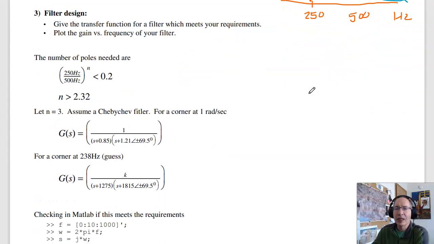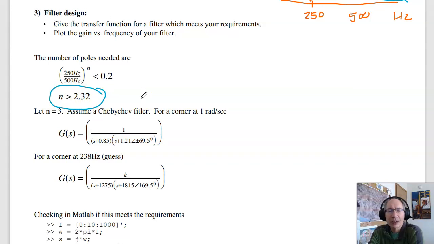Problem 3. Given those requirements, give me a filter that meets them. First, I have to figure out how many poles I need. If I have a single pole, the gain drops by a half as frequency goes up by 2. 2 poles drops by half squared, 3 poles half cubed, and so on. So how many poles do I need so the gain drops down to 20% as I double the frequency? Solving, I get 2.32 poles. I can't do a fraction of a pole, so let's make it 3.